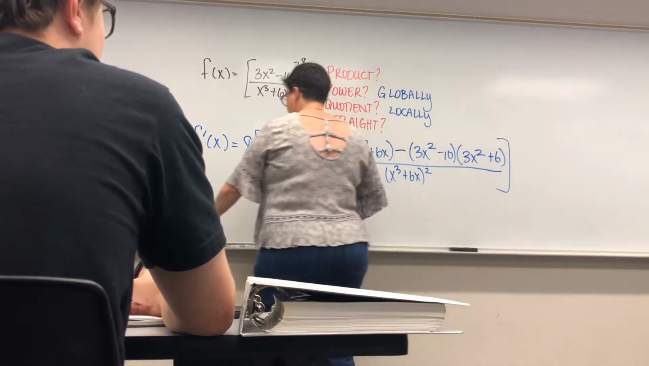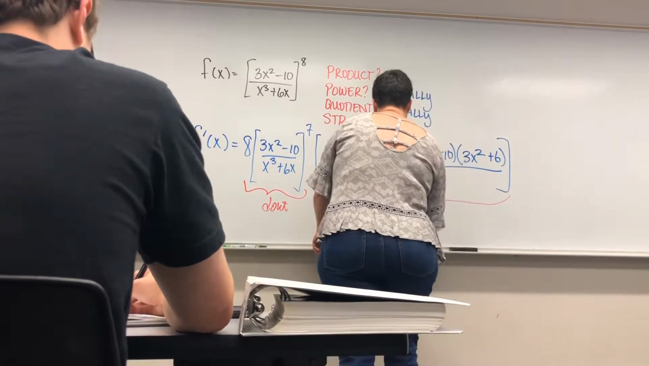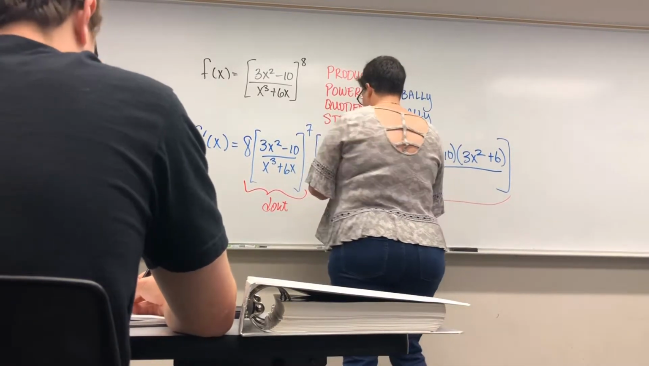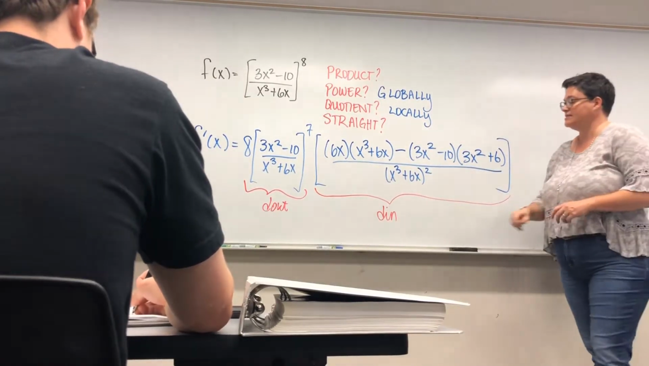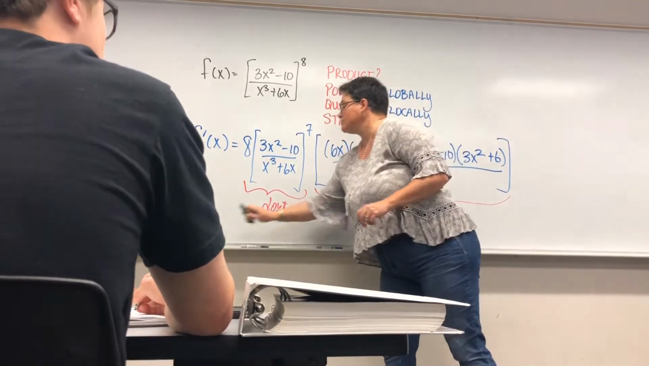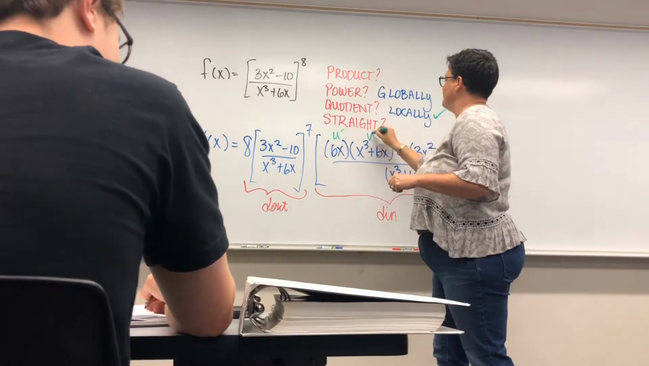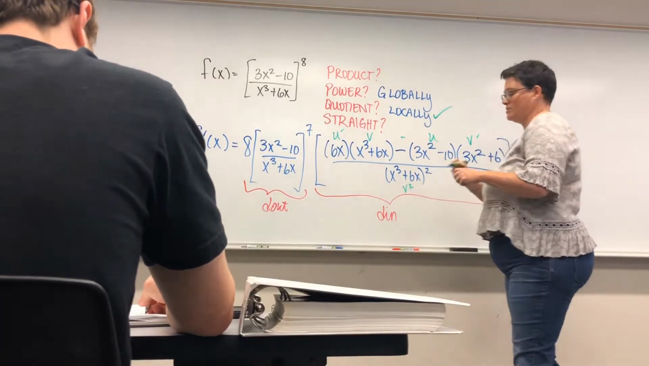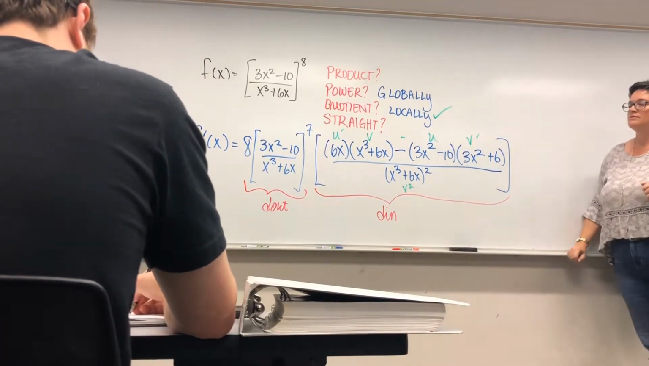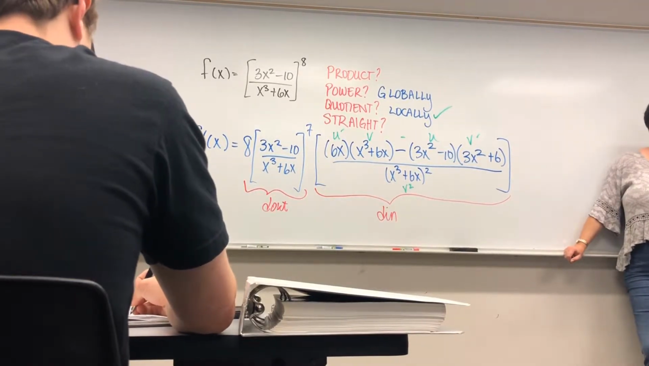So I'm going to call this d in, this entire massive thing. So we still have the derivative of the outside times the derivative of the inside. And the derivative of the inside was u prime v minus u v prime over v squared. What do you guys think? Damn.